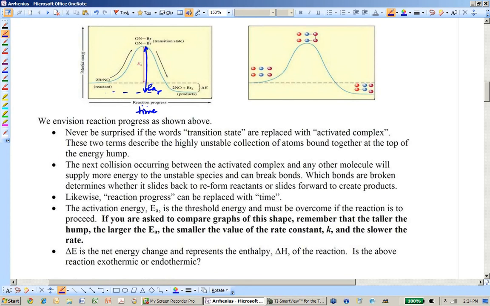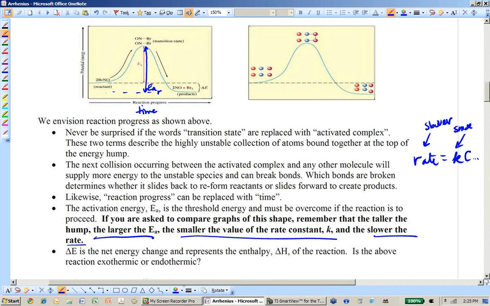You've known about it for a long time. This is not news to you. If you're asked to compare graphs of this shape, remember the taller the hump, the larger the activation energy, the smaller the value of the rate constant. The larger the activation energy, the smaller the value of the rate constant, and the slower the rate. Books don't exactly lay that out for you. That's just little old me explaining that to you. If you have a really high activation energy to overcome, then rate is equal to k times the concentrations, and that k value is going to be small because this is going to be a slower reaction.